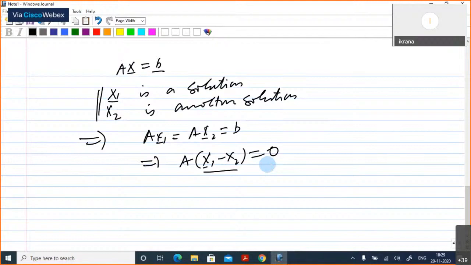Okay. So this is how homogeneous system solutions are related with the general system, so that is, x1 minus x2 is a solution of the homogeneous system.